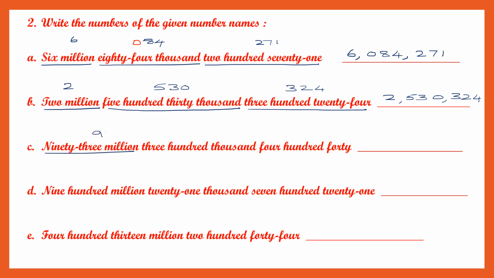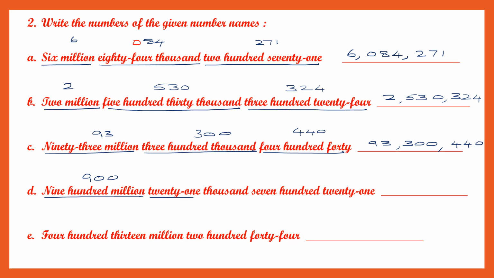Question C, we have 93 in the millions period. So let's write that: 93 in the millions period, only 300 in the thousands period, 440 in the ones period. So now let's write the number 93,300,440. Question D, 900 million. So in the millions period, we have 900. 21 in the thousands period. So we have only 21.